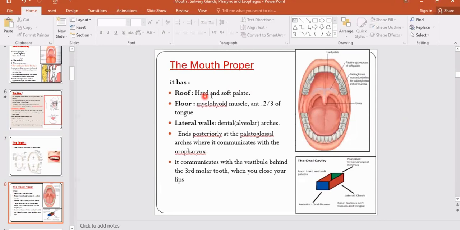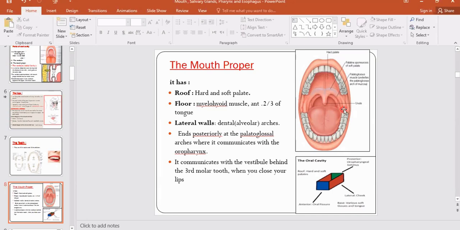We have a roof of the oral cavity. Can you see? This is called the roof. This is called the floor of the oral cavity, and these are the two lateral walls of the oral cavity. The roof is formed by the hard and soft palate. This is the hard palate, and this is the soft area which is hanging behind. This is called the soft palate.